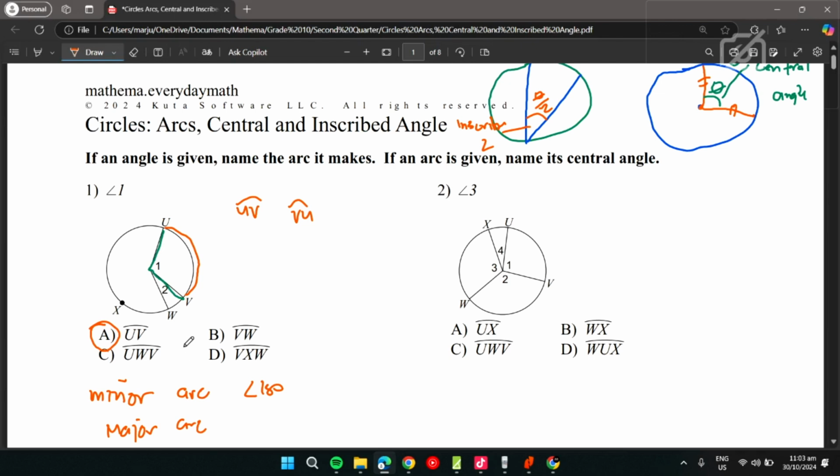Alright? Let's do number 2. Angle 3. Asan yung angle 3? This one. Ano yung arc na nabuo natin? Look at number 3.